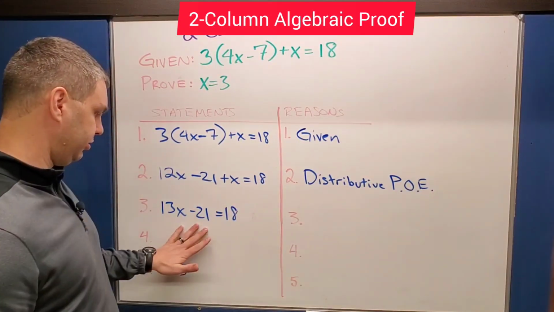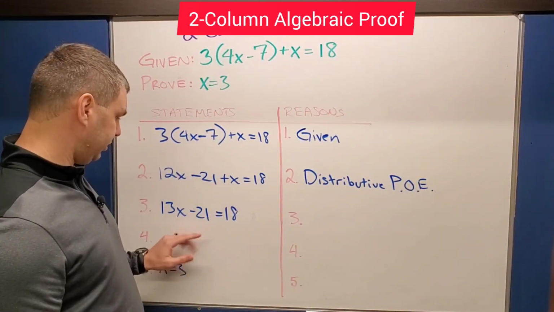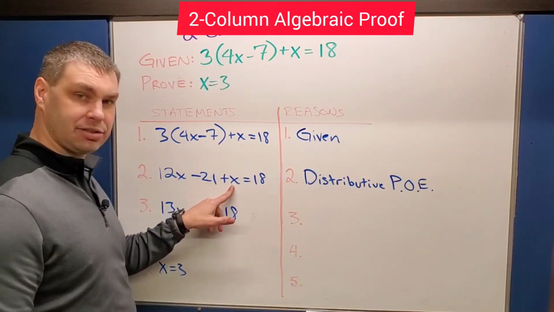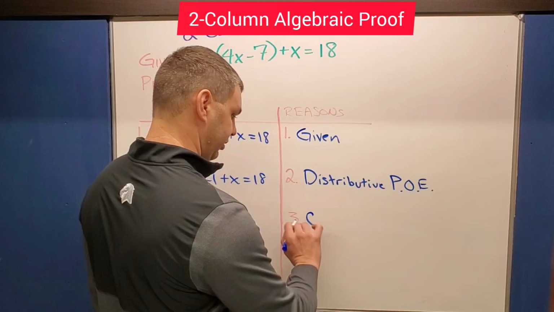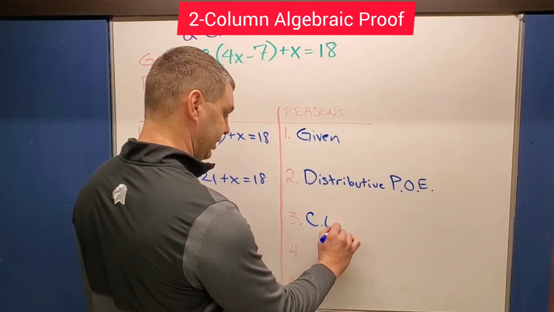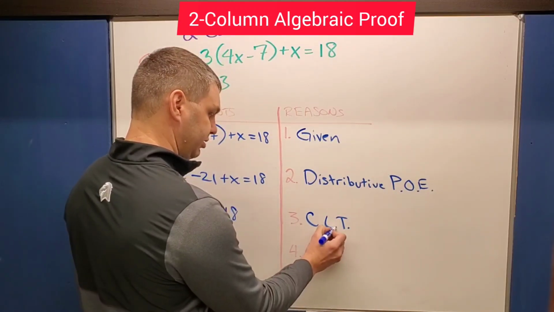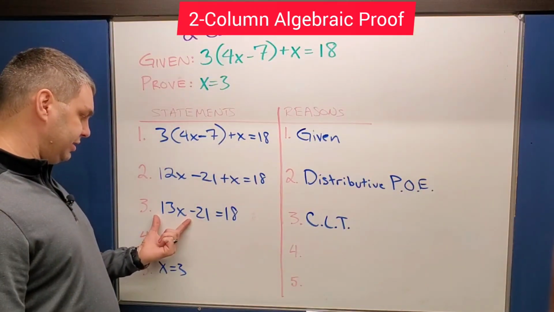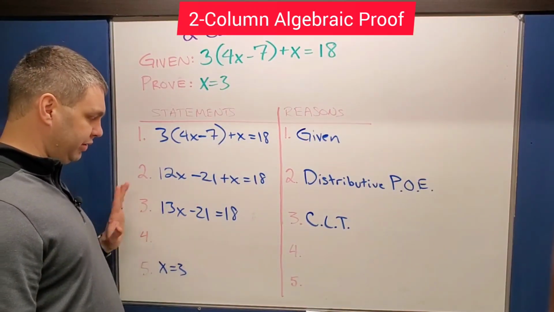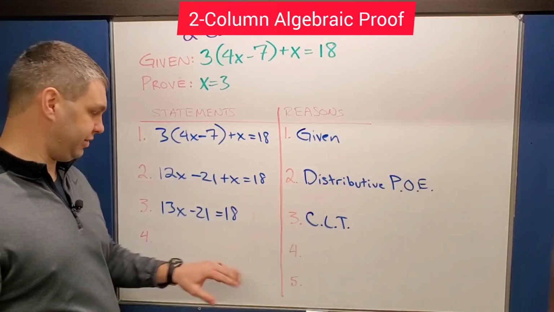All right, so if that's true, how did I get this? Well, I put my x's together, and that's called combining like terms. So again, if you want to write it all out, you can, or you can just say combining like terms. I let my students do CLT for that one. Okay, then if this is the only x that's left, that means I need to move everything else away from it, or to the other side of the equal sign.